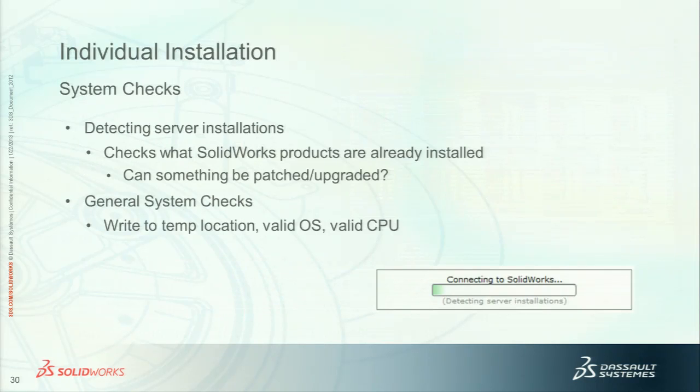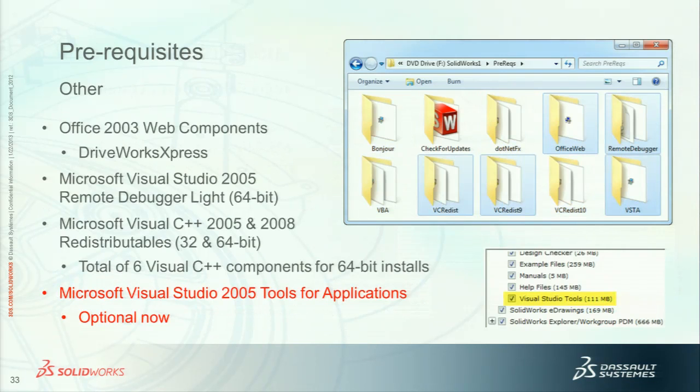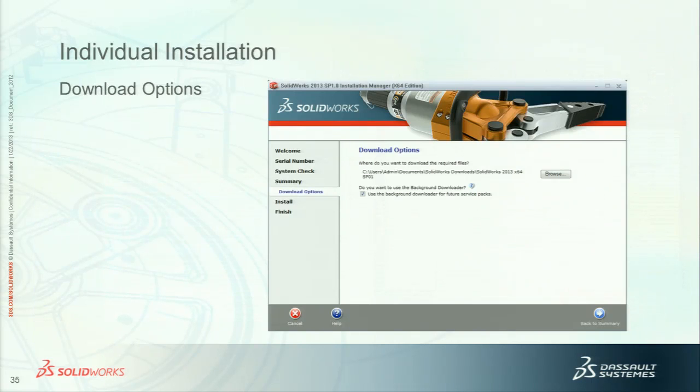So the next thing, just going back a step here to this screenshot of the IM. Products, download options, install location, toolbox. After product selection is download options. For an individual installation from a DVD, you click here. Here's where you can turn the background downloader on and off. It's on by default.